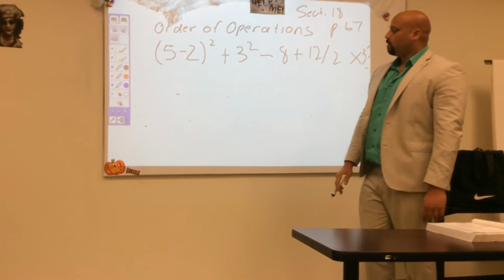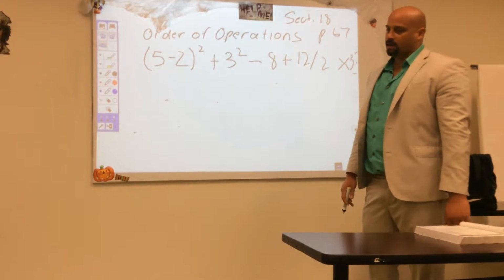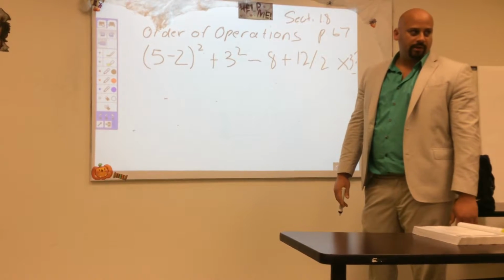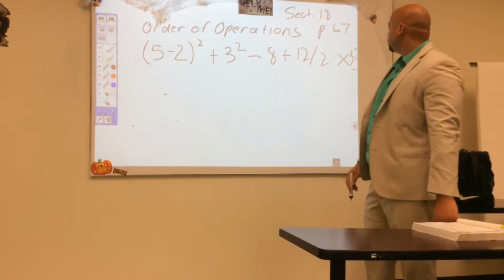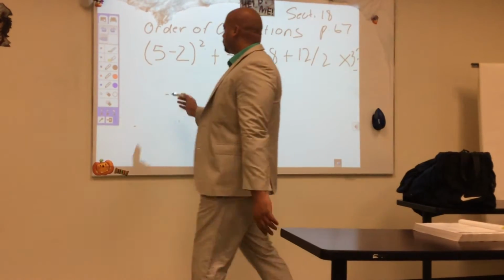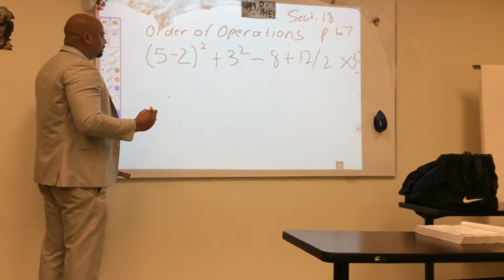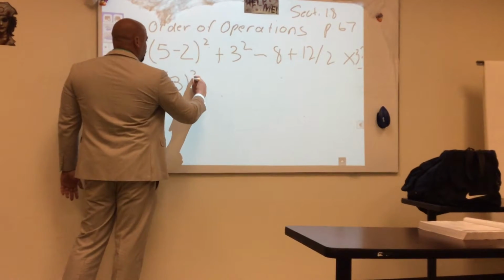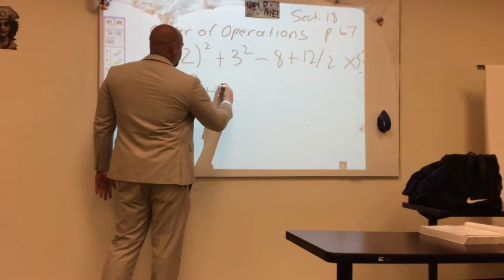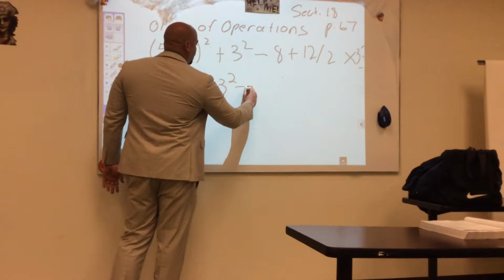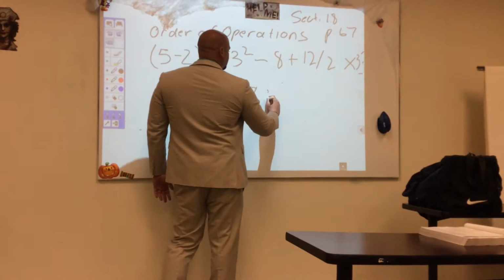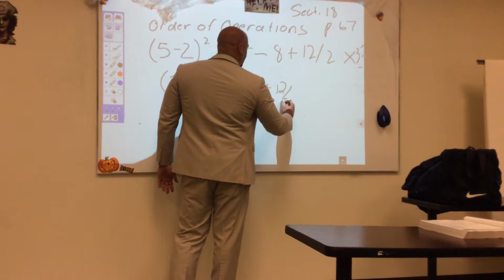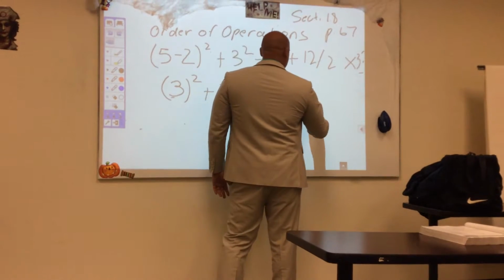All right. So what's the first thing that order of operations says to do? What do we see in parentheses in the front? So what do we do? What's 5 minus 2? 3. So we get 3. So we'll write 3, and then you write the problem: 3 squared plus, again, 3 squared minus 8 plus 12 divided by 2 times 3.